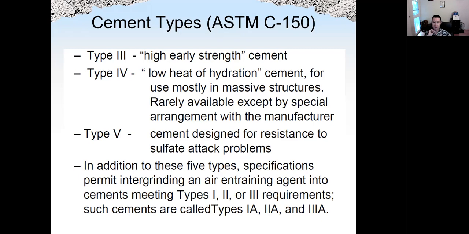There are some other types of cement depending on whether we have an air entraining agent or some other chemicals in that cement. Then we call that type 1A, or type 1 cement with air entraining agent, and so on. But these are the 5 major types.